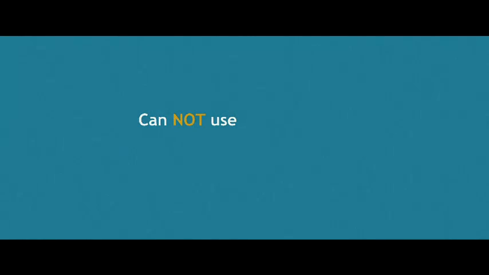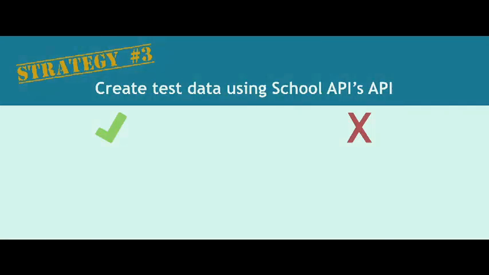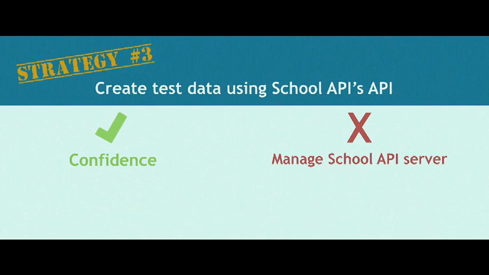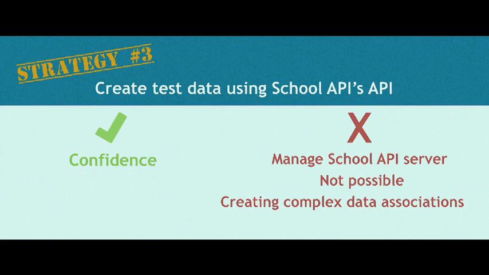You certainly can't use strategy 3 because we can't create a school through the school API's public RESTful interface. But before moving on to the next strategy, the advantages and disadvantages of this approach. It would give us confidence in the web client's test suite because we're integrating with the school API application. The disadvantage is we still have to manage the school API application and its server. This approach is not possible in this example because of the constraint the customer just gave us. It would be difficult to create complex data.